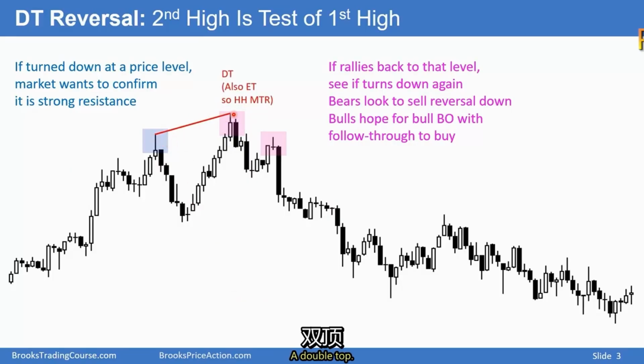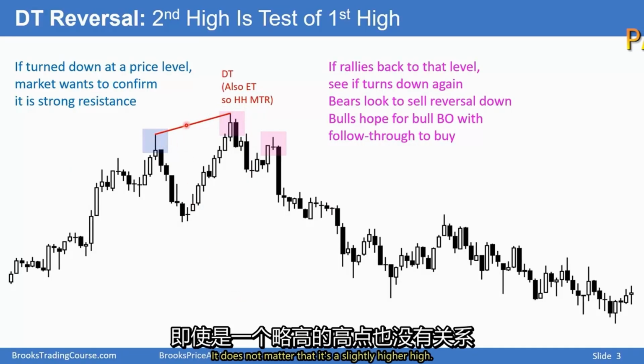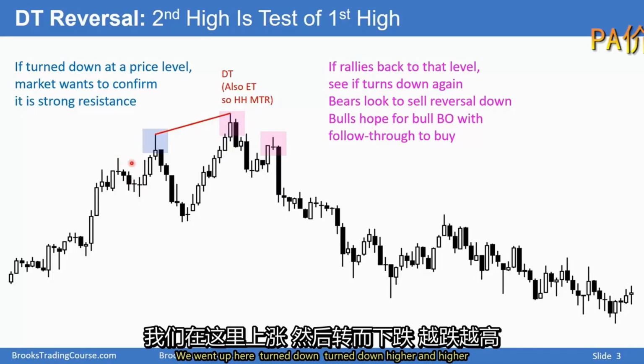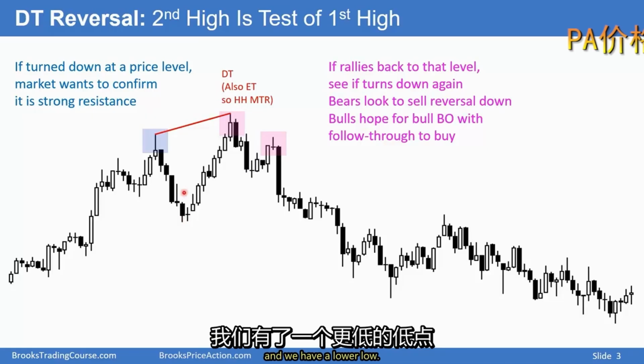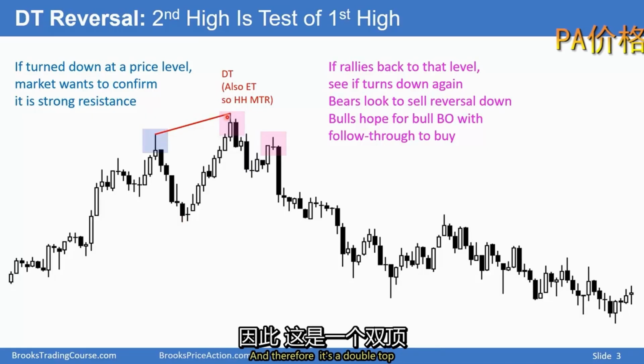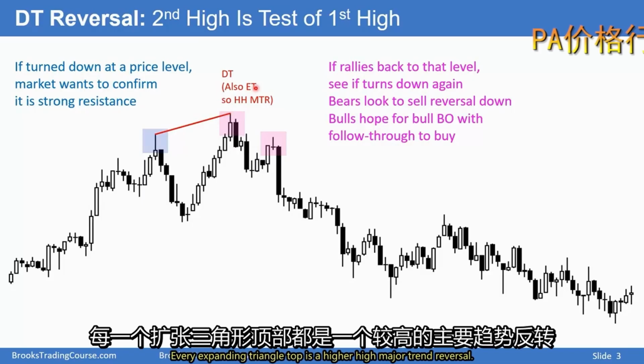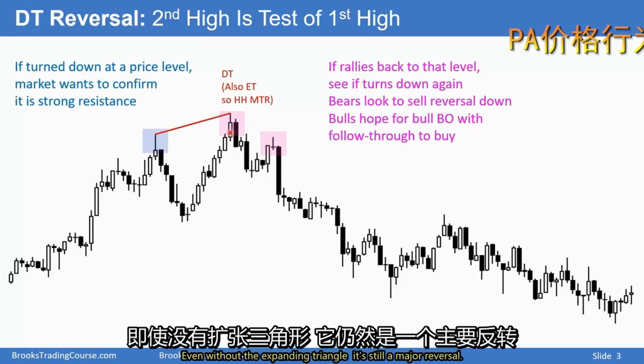A double top. Does not matter that it's a slightly higher high. In this particular case, this double top is also an expanding triangle. We went up here, turned down, went higher, and we have a lower low. And therefore, it's a double top, and it's also a higher high major trend reversal. Every expanding triangle top is a higher high major trend reversal. Even without the expanding triangle, it's still a major reversal.